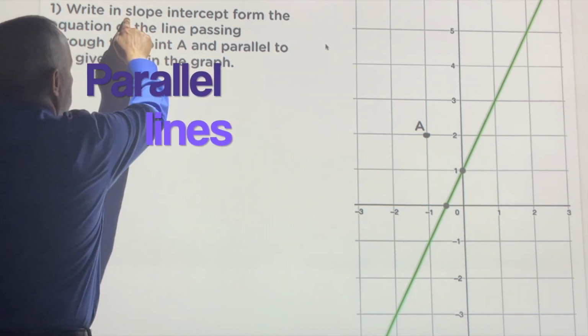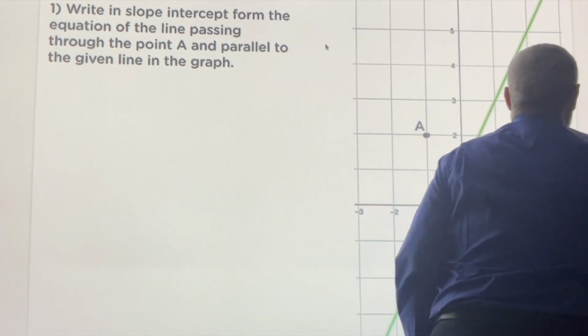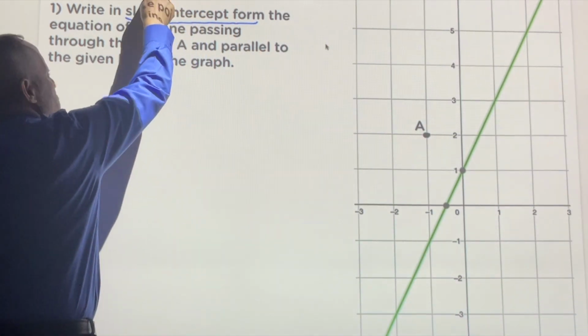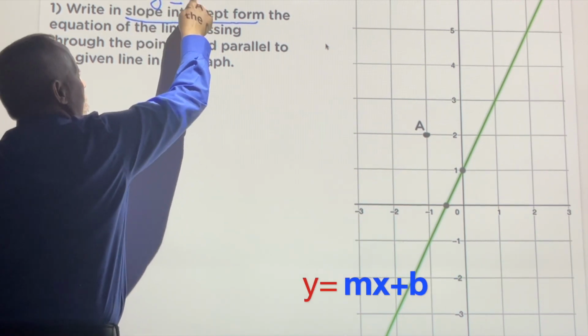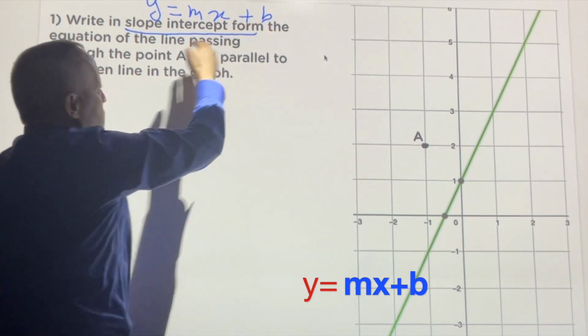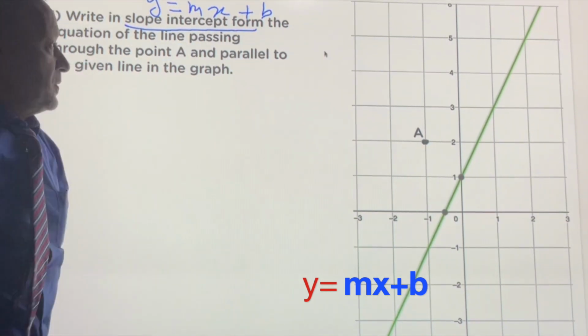Write in slope-intercept form. Slope-intercept form is y equals mx plus b. This is what we call the slope-intercept form. m is the slope, b is the intercept.